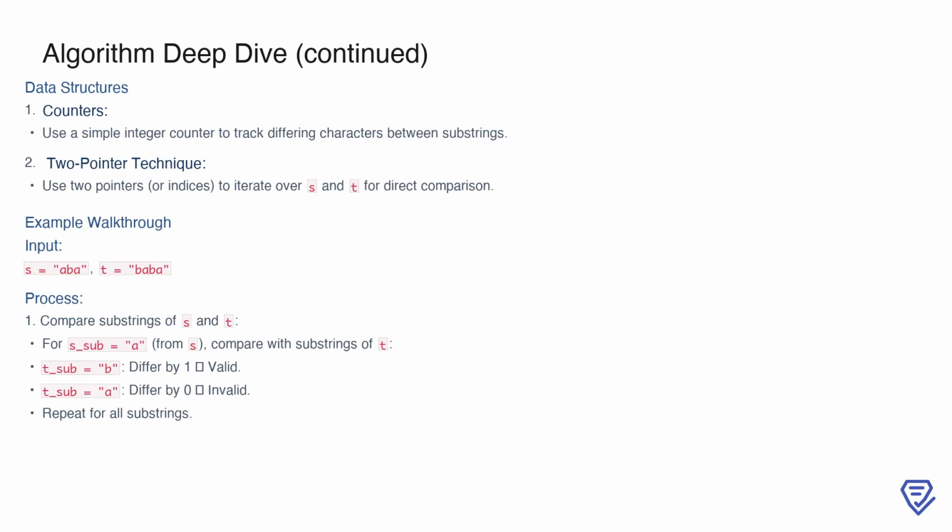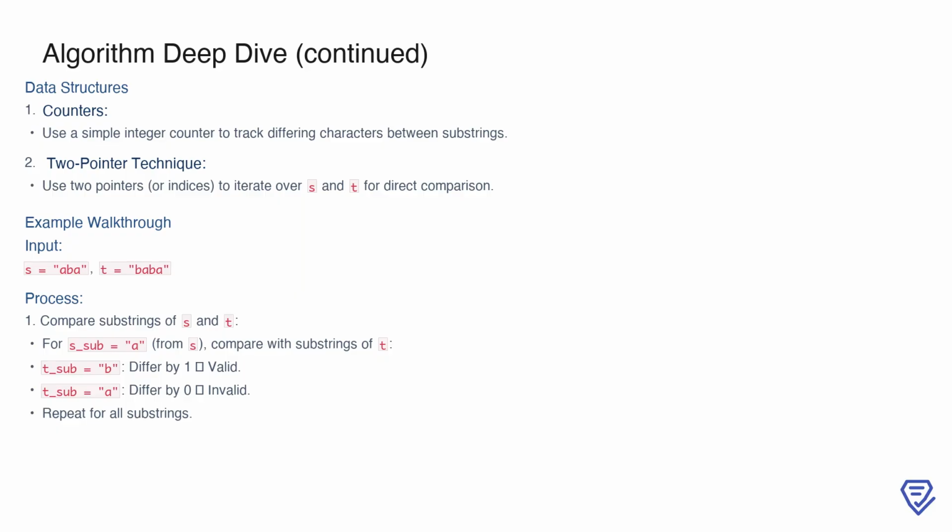To implement this efficiently, we rely on a few simple data structures and techniques. A basic integer counter tracks the differing characters between substrings during comparisons. Additionally, the two-pointer technique allows us to iterate over S and T directly, enabling character-by-character comparisons without generating substrings.